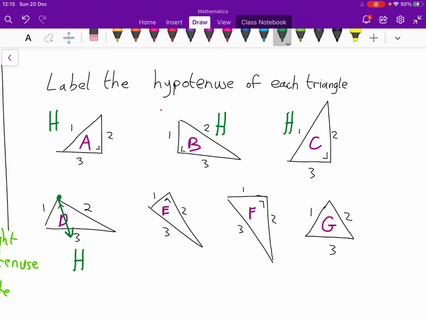I wouldn't be so confident. I'd want to position myself again in this weird triangular room at the right angle and look across. So that is my hypotenuse, or the longest side. Triangle F is easy enough. Side 3 is the hypotenuse. Triangle G, there's no hypotenuse here, it's obvious. We can't tell, so I wouldn't even try to label one of those as the hypotenuse.